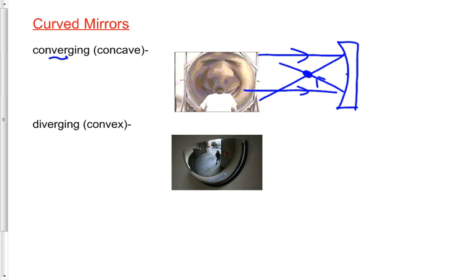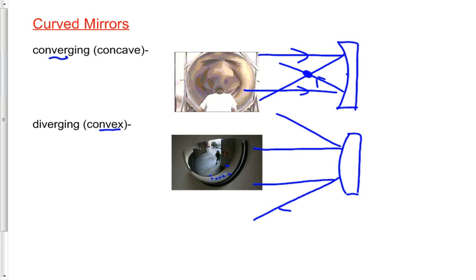As opposed to a diverging mirror, or a convex mirror, that's thicker in the middle than it is at the edges. And that's like that security mirror that you sometimes see in the corner of stores. You guys have seen these a million times before, right? We call a convex mirror a diverging mirror because the rays of light that strike it don't converge down here, but rather they diverge away, like this. They go away from each other. All right? So that's where we'll leave it today.